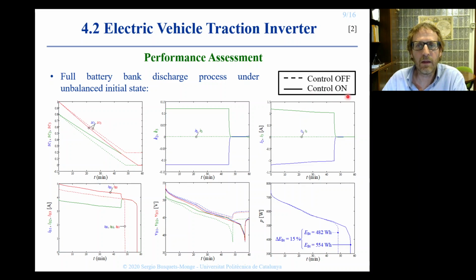Instead, if we turn the control on of the system, what will happen is that the state of charge of all three battery packs will be equal at some point, and we will be able to discharge fully all battery packs so that we can extract the full energy of the battery bank. In this simulation, by enabling the control, we obtain 15% more energy.